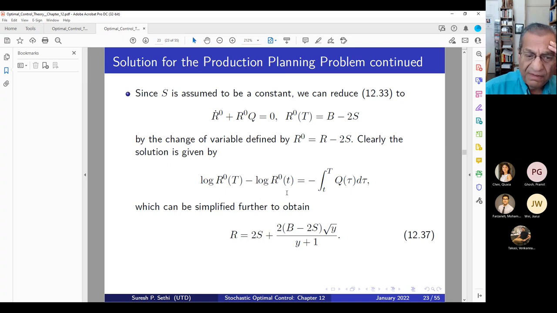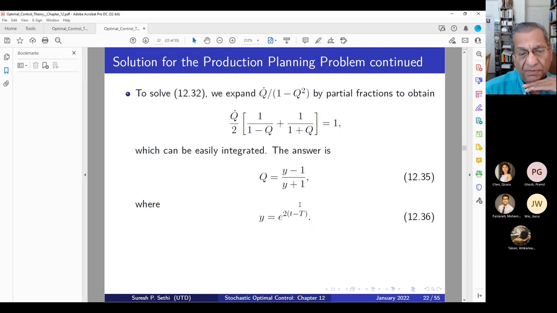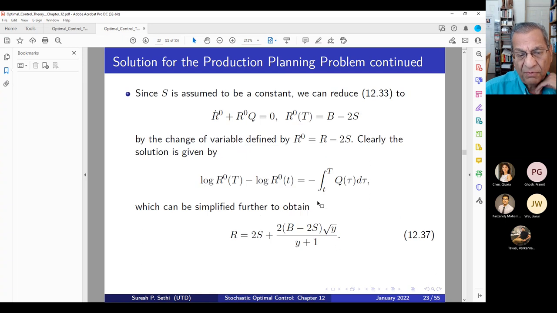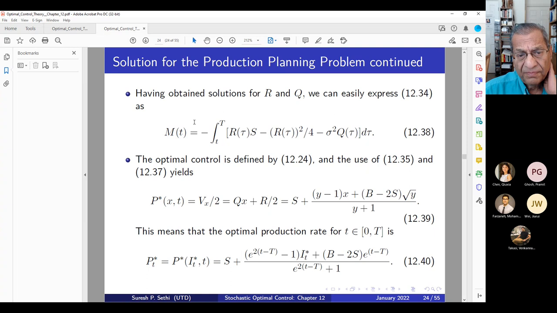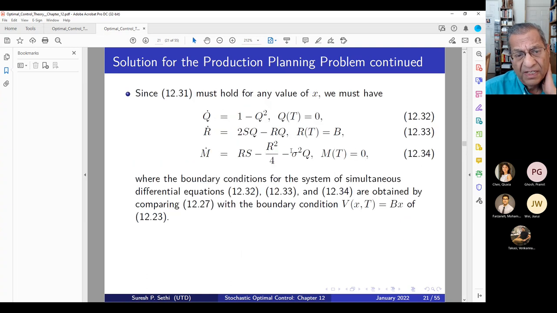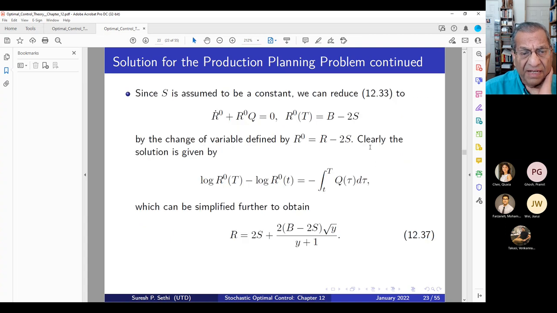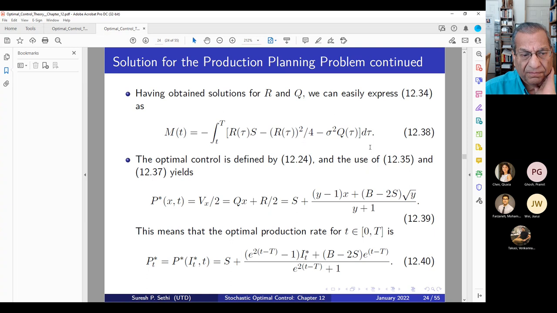And then we go back here and we can find out the formula for R. We already defined the Y before, so you can also get the formula for R. The last one is M. M is straightforward because there's only M dot and these things are known to us. So you just take the integral. And I did that. Okay.